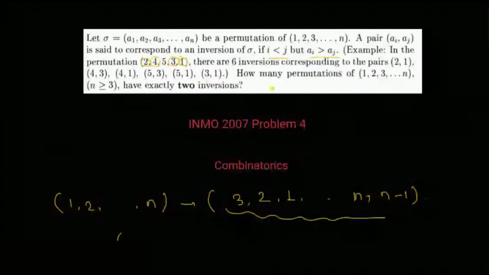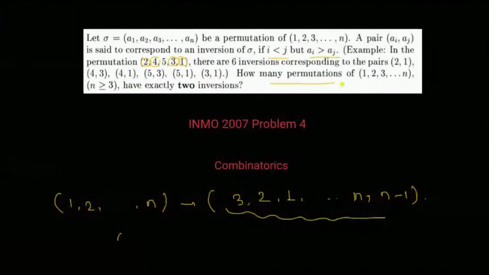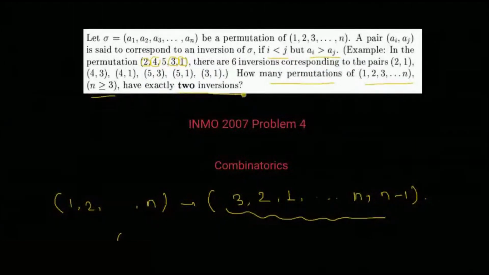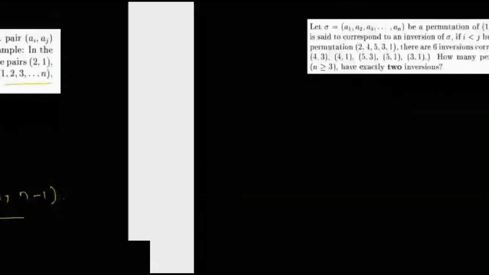Now we need to find the number of permutations of the sequence 1 to n, where n is greater than or equal to 3, and prove that the number of permutations having exactly two inversions is what is asked. So let's begin the solution.